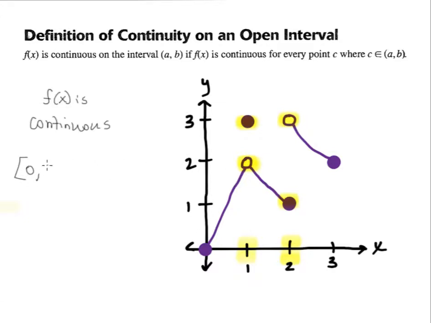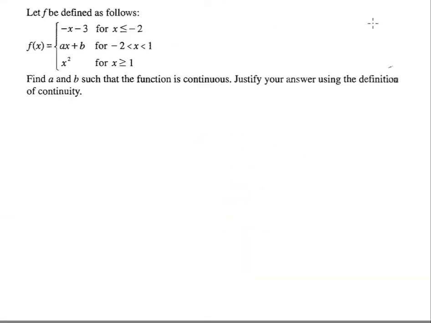So how I'd write my function f of x is continuous, starting at 0, going to 1, then from 1 to 2, and then from 2 to 3. Notice that the values 1 and 2 are not included in my continuity because it's discontinuous there, but my endpoints of 0 and 3 are included.